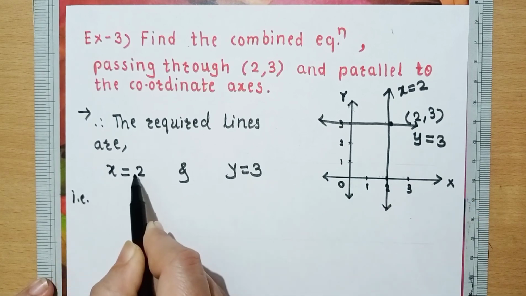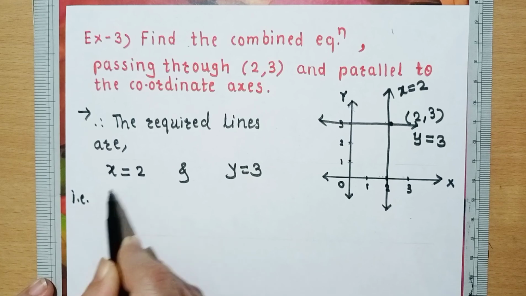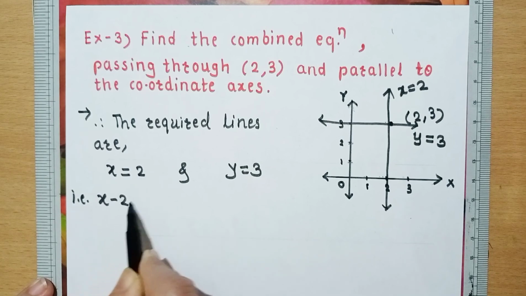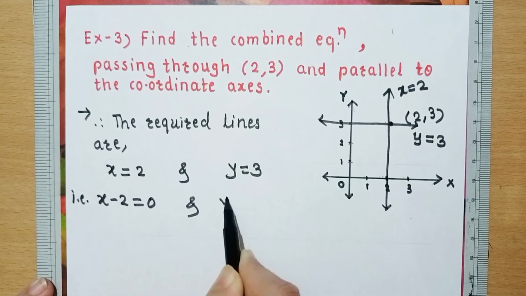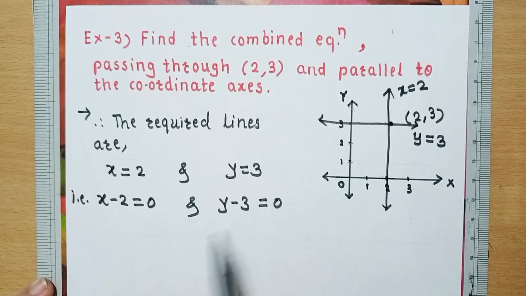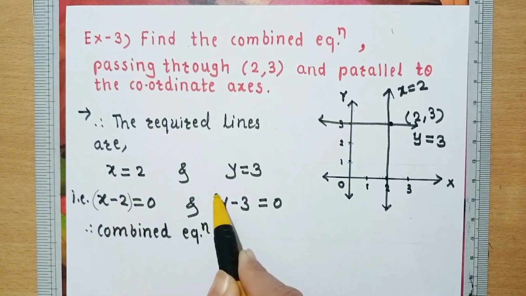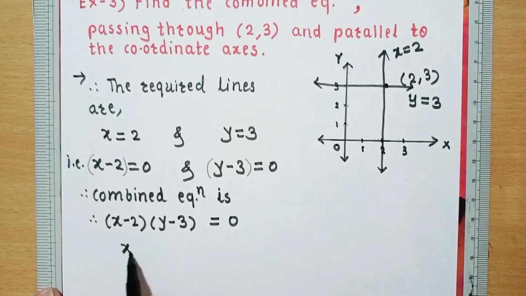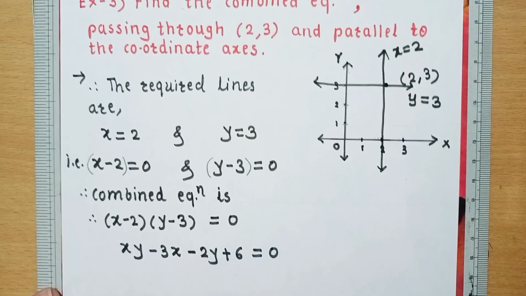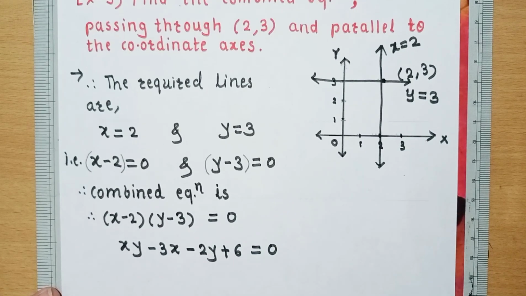That is, again we can write it in the form equal to 0. So x minus 2 equal to 0 and y minus 3 equal to 0. Now these are two lines in our standard form, and now the combined equation is the multiplication of these two brackets. So x into y, then minus 3x, then minus 2y, and then minus minus plus 6 equal to 0 is the required combined equation.